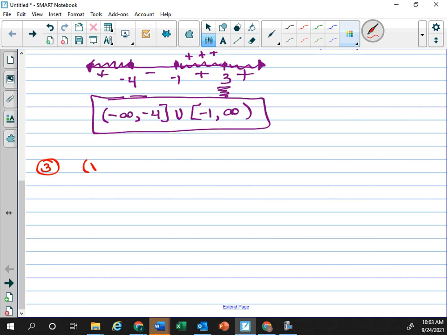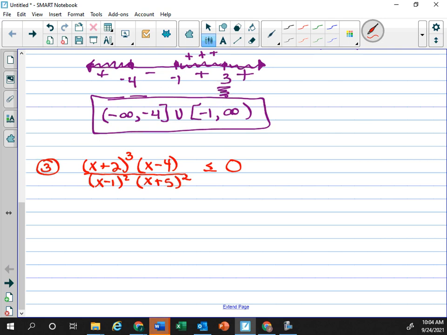Okay. x plus 2 cubed times x minus 1 over, actually that's x minus 4, sorry, I can't read my own writing, over x minus 1 squared times x plus 5 squared, and this is all less than or equal to 0.